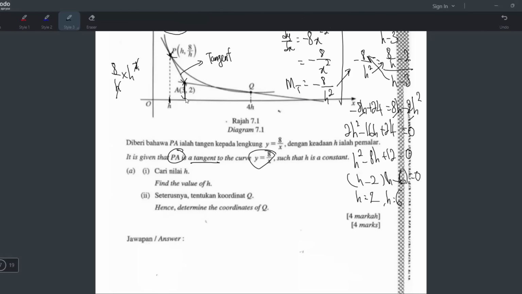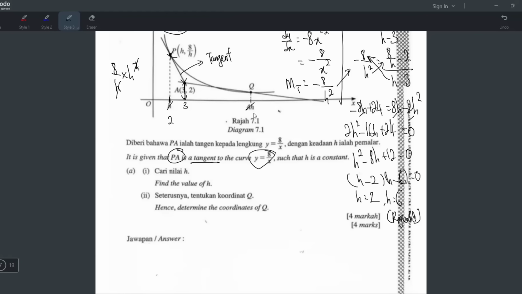Because point A, they said is 3, 2. That means this is 3. So h has to be less than 3, because h is much nearer to 0. So I think it cannot be 6. So reject 6. Yeah, there's no logic if this is 6. How can this be 6? Yeah, it doesn't make sense. Okay, it should be less than 3. So h is 2.